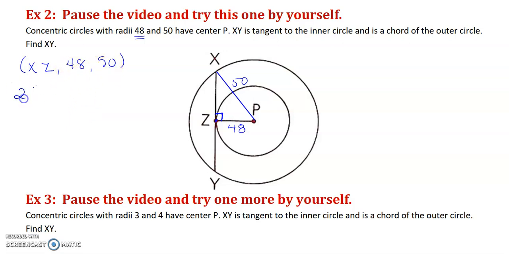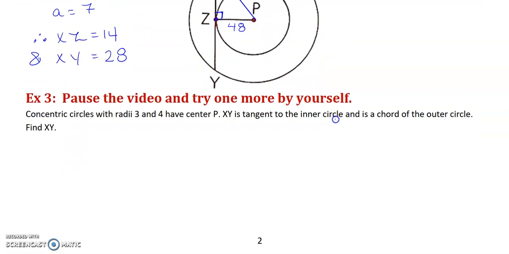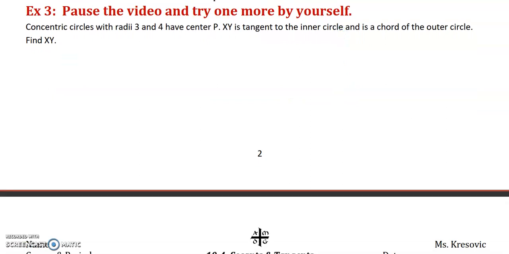I can factor a 2 out of there. And then I have whatever that side is, 24, 25. Again, that's a triple, where a is 7. Therefore, XZ is 14, which makes XY 28. Pause and try this one.